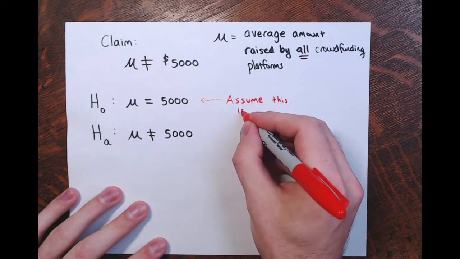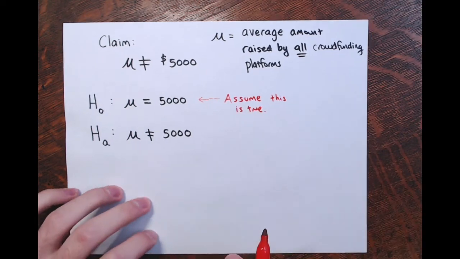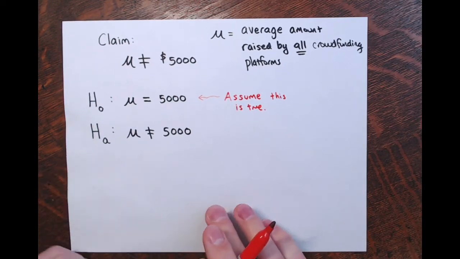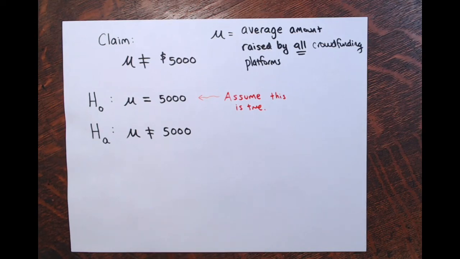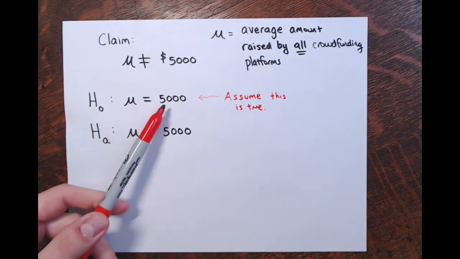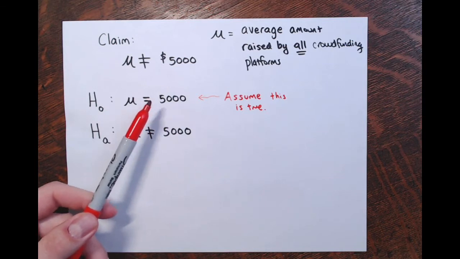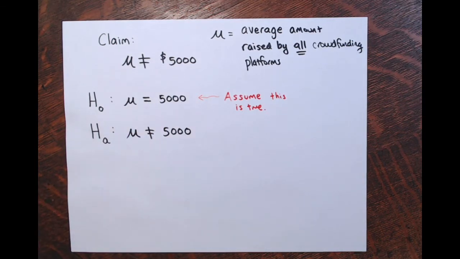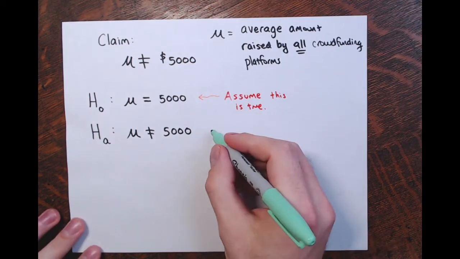Right? We assume this is true, and then later on we'll decide if we think that assumption is good or not. Do we keep this assumption, or do we reject it based on our sample? So we assume that the mean amount raised is $5,000, and then see what happens when we take a sample.